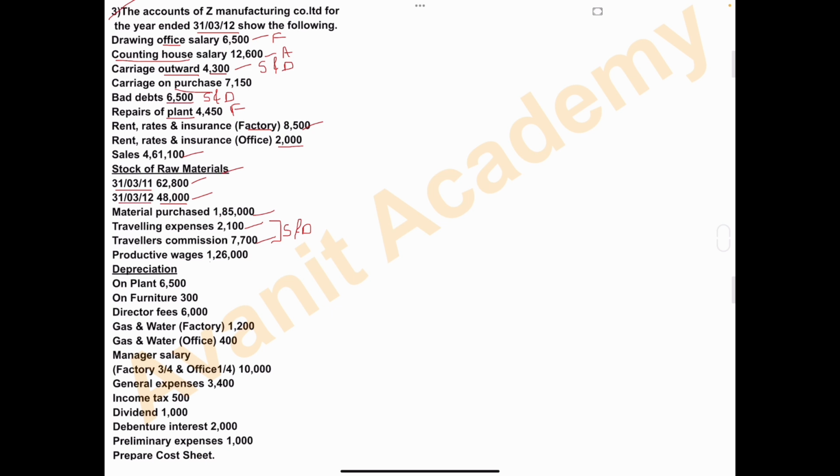Productive wages. Productive wages is also called direct wages. This one we have to take before prime cost, and the amount is 1,26,000.